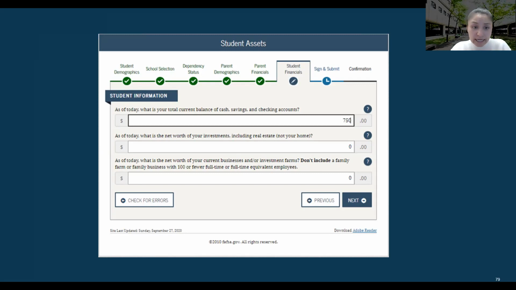As of today, what is the net worth of your current business and or investment farms? Don't include a family farm or family business with 100 or fewer full-time or full-time equivalent employees. So if you have less than 100 employees in your business, do not include that here.